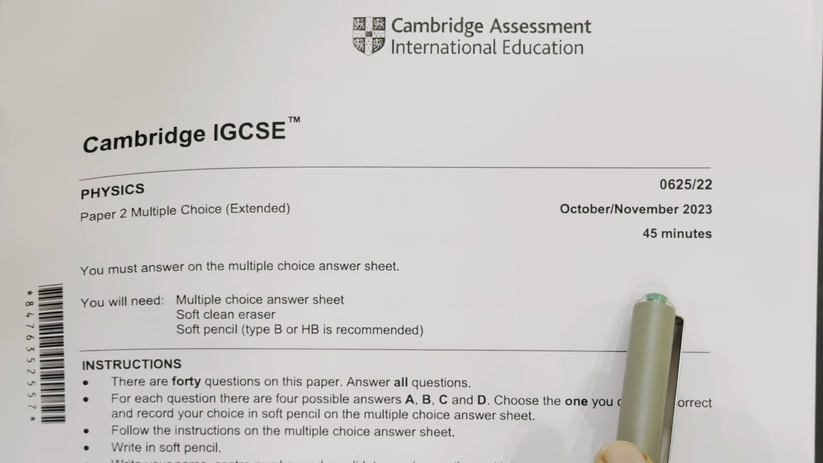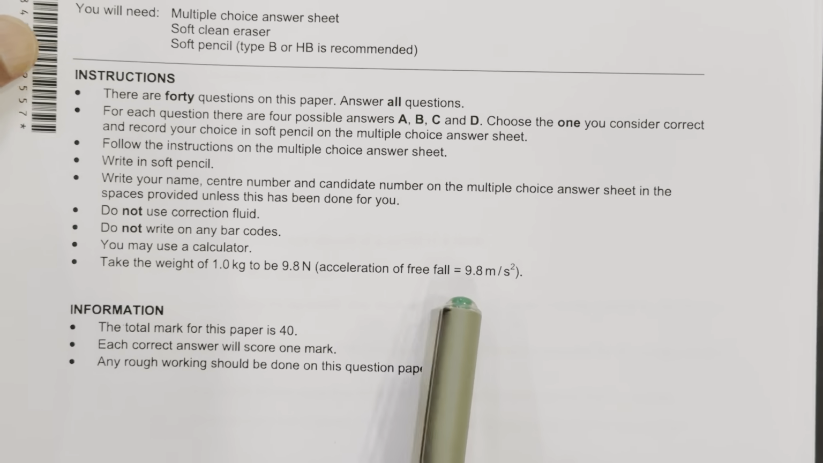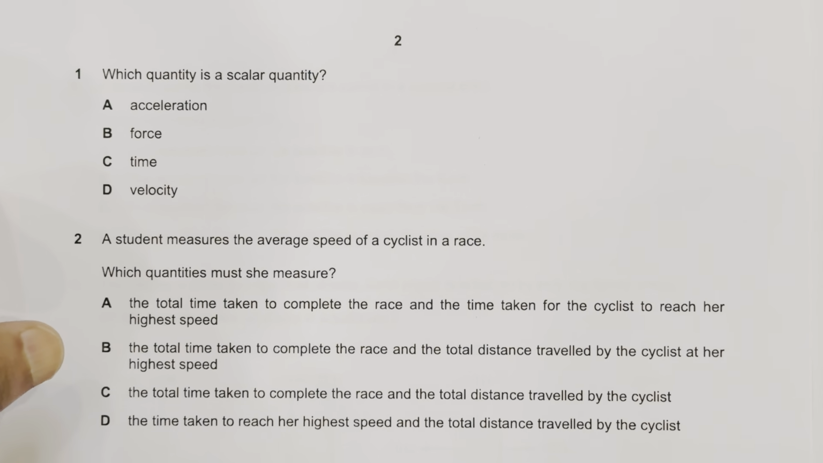Also, the instructions say to take the weight of 1 kilogram to be 9.8 Newton, and the value of g should be 9.8 meter per second square. So we're going to start our paper from question number 1. Question number 1 is easy.